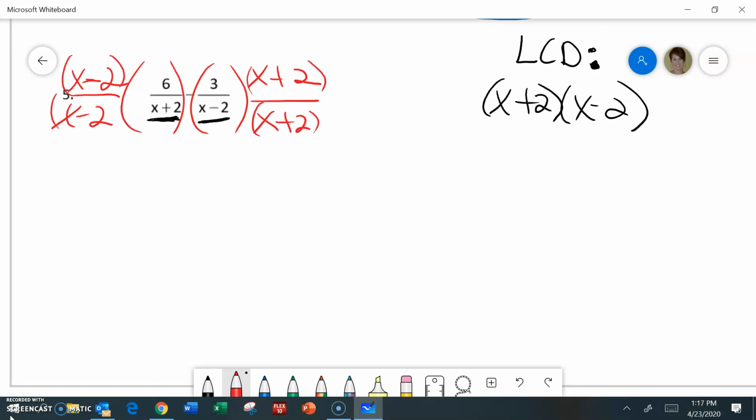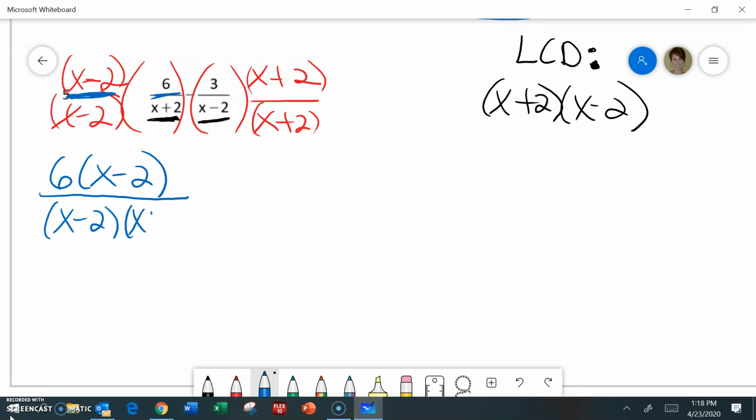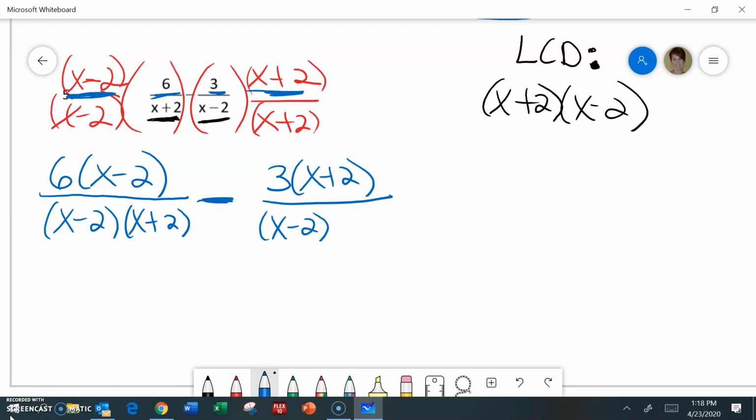Okay, let me make it look nice. All right, so we have a common denominator. Let's show that. I'm going to write this out the long way just so you see. So we're going to multiply x minus 2 times 6, and I'm just going to write it how we typically see in algebra 2, all over x minus 2 times x plus 2, minus 3 times the quantity of x plus 2, all over x minus 2 times x plus 2. Do not cancel anything. You can't. Otherwise, you won't be able to subtract, and you won't have a common denominator.